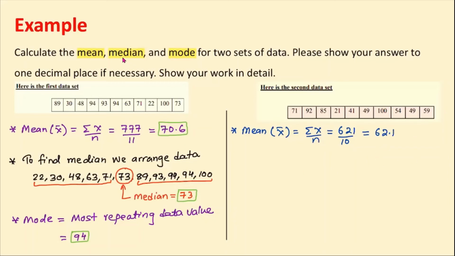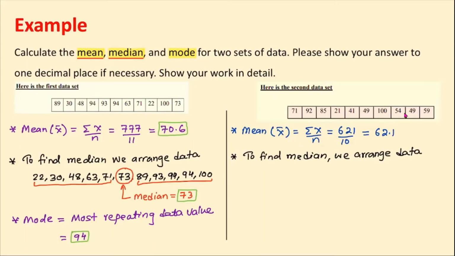Next, we want to find the median. We got the mean, so next we want the median. In order to find the median, we need to arrange the data. To find the median, we arrange the data. You can arrange in ascending order or descending order. I'm going to arrange in ascending order.